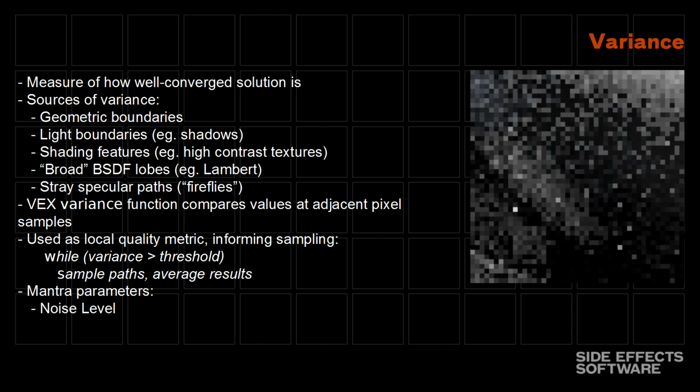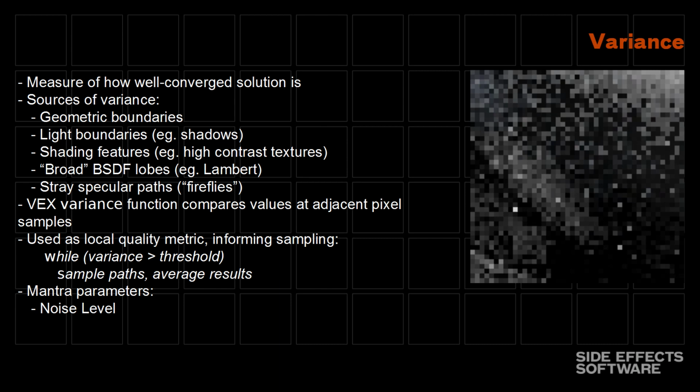So variance has a counterpart VEX function titled variance, which computes values at adjacent pixel samples. As we're doing our path tracing, because we're dealing with a global shader, in that sense, a fog context, the root path looks at the current estimate of the illumination coming through that pixel. And it can look at the adjacent values in adjacent pixel samples. So we can look at that neighborhood within the pixel space and say, what sort of variance are we seeing? Are there spikes in terms of illumination? Do we need to do more sampling there to reduce that variance? And so we use it as a local quality metric, and it informs the sampling of our paths.